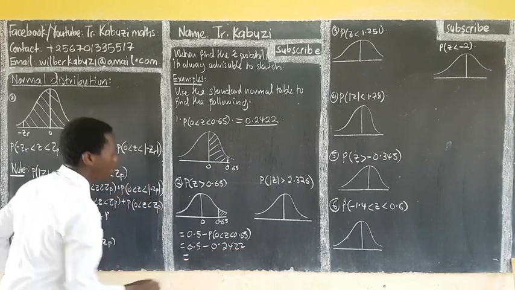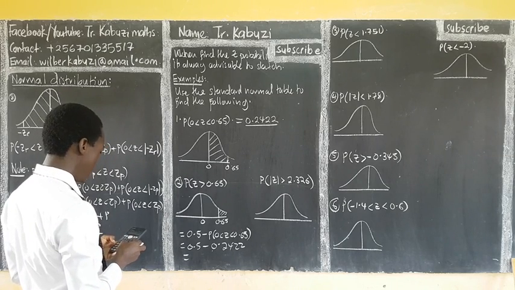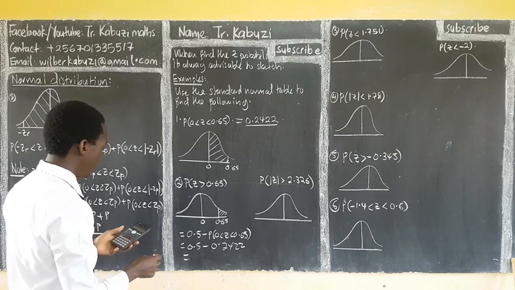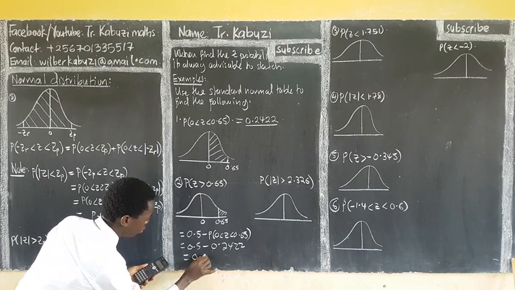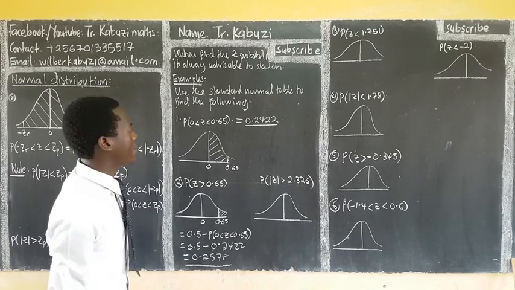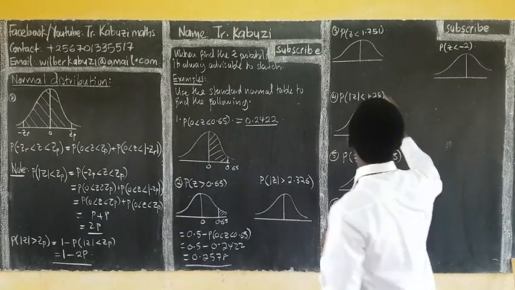0.2422. And then subtract that from the calculator. Your answer will be 0.5 minus 0.2422. You get 0.2578. As simple as that. Now I'm going to come back to this. Let us first focus on this one.